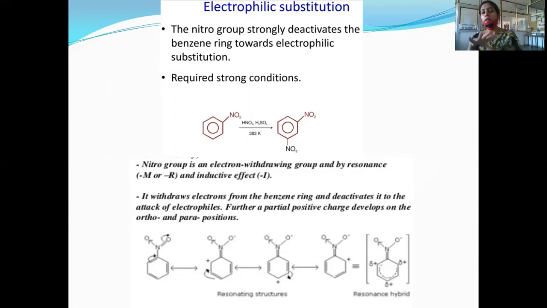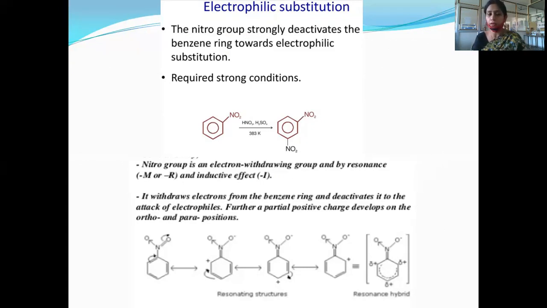How this deactivating nature is explained is shown at the bottom. If you see, there are 5 resonating structures. What the nitro group does, because of its electron withdrawing nature, that is plus I effect, and because it also imparts resonance to the whole ring, that is minus R effect, is that it disperses plus charge in the ring at the ortho and para positions. So it withdraws the electrons from the benzene ring, and thus it deactivates it for attack of the electrophile.